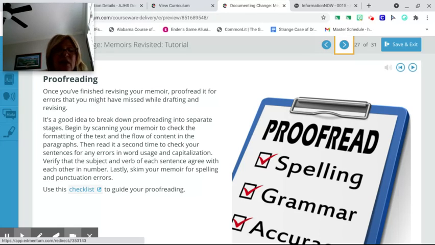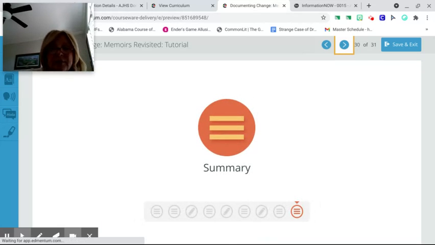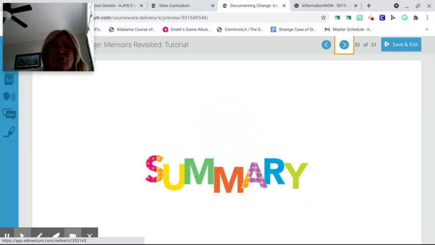capitalization and then subject and verb agreement. And then finally, read it one more time and look for spelling and punctuation errors. And then you can use that checklist there to help guide your proofreading steps so that you don't miss anything. And then your summary, of course, is your final video. And that completes the tutorial about writing a memoir.